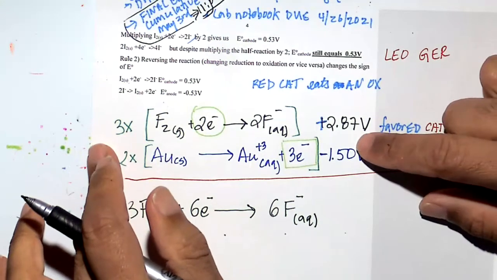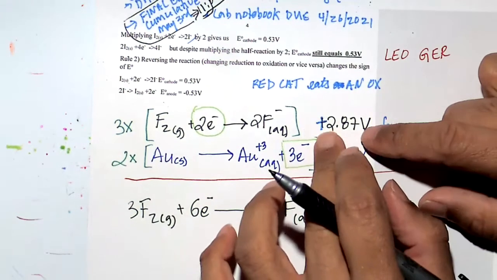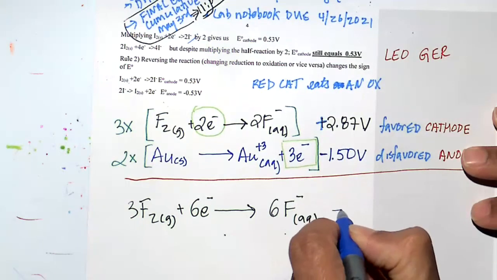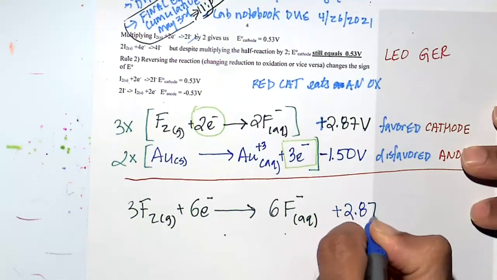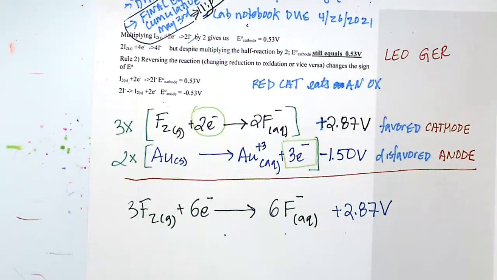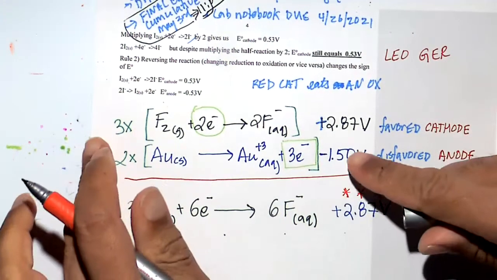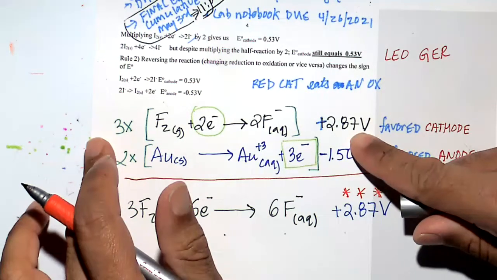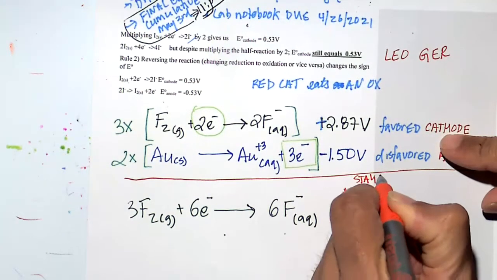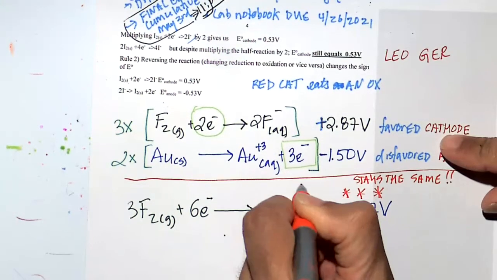All right, 3 times 2.87, do we do that? Remember on Friday's lecture? No, this stays the same. It's still positive 2.87 volts. This is huge, a very important point. Let's put some red stars by it. A lot of students will multiply this out by 3. For this thing, no. The voltage stays the same.